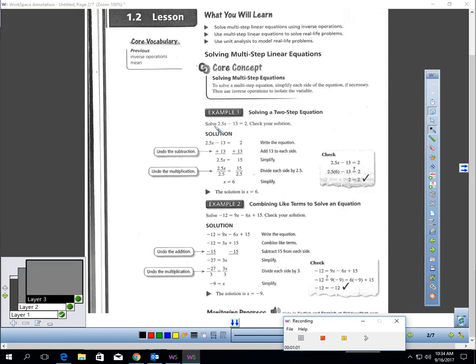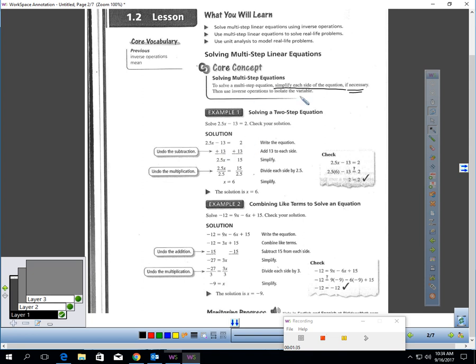So in this first sample question, solve 2.5x minus 13 equals 2. Let's check, can we simplify each side of our equation? We always want to try. Can I take 2.5x and subtract 13? I hope you're sitting there saying, no, Mr. Lemansky, you can't because they're not alike, and you'd be right. And can I simplify 2? I hope you're saying no, you can't. So we always try to simplify, if necessary. So we tried, we can't.